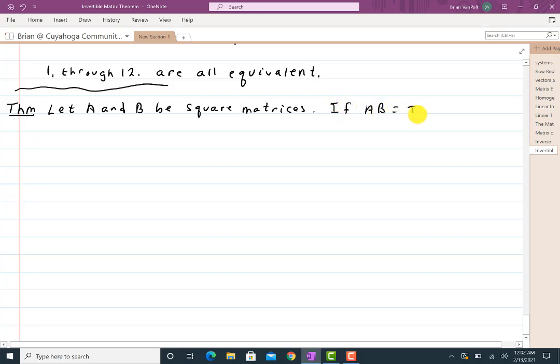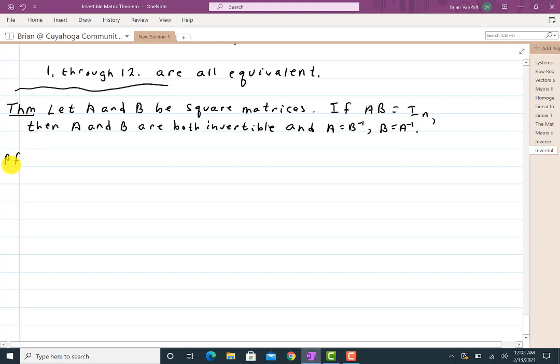If AB equals I_N, then A and B are both invertible, and A equals B inverse, B equals A inverse.